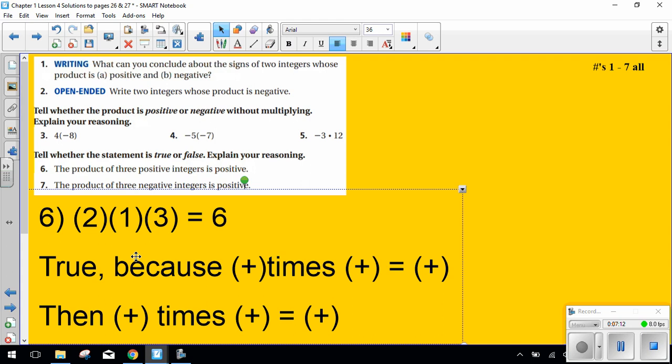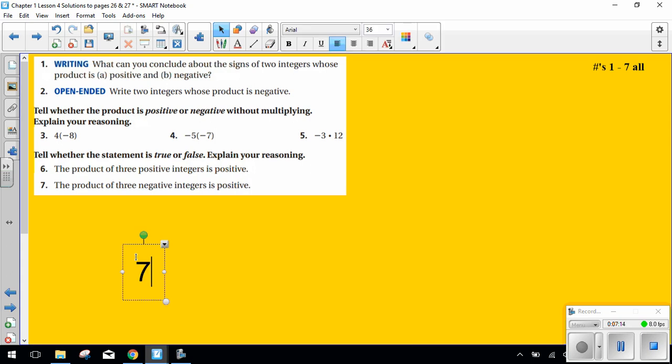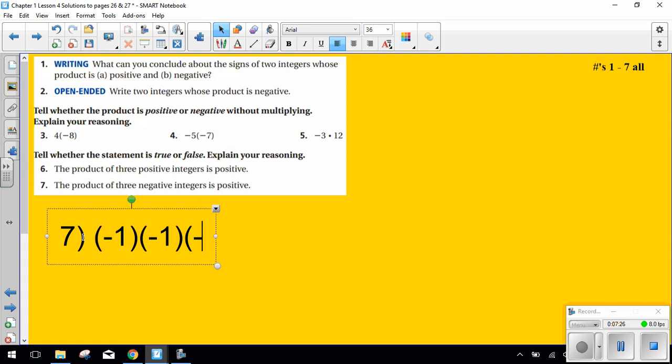So if you need it, pause now. So here's number 7. The question states the product of 3 negative integers is positive. Well, let's do a simple example. Okay, they don't have to be hard. So what I like to do is take these abstract questions and boil them down into something that you can relate to. So this is easier to look at than all these words.